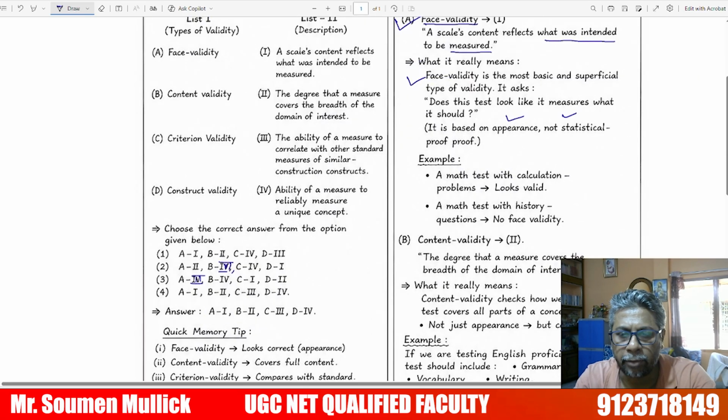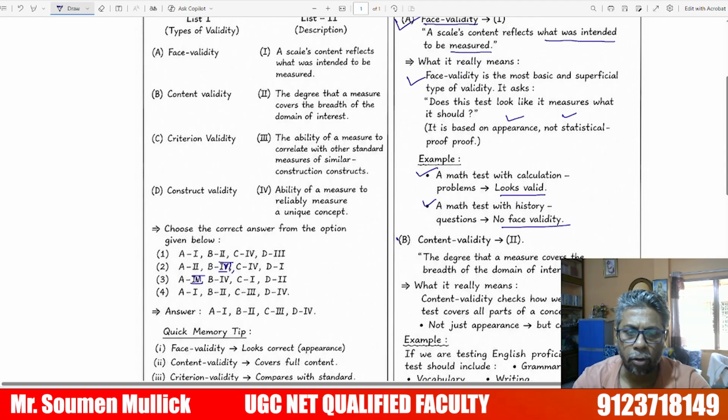For example, you can remember: a math test with calculation problems looks valid. A math test with history questions has no face validity.